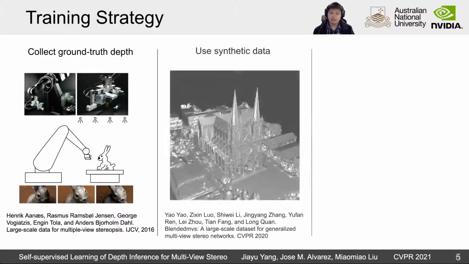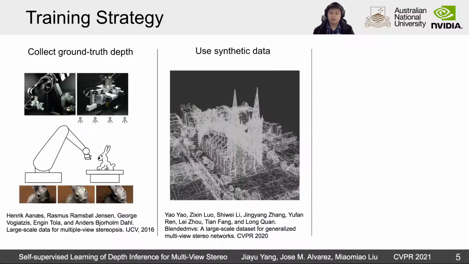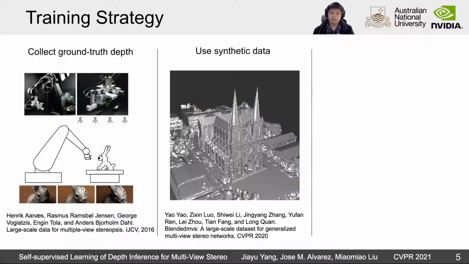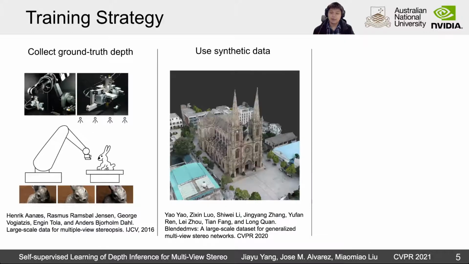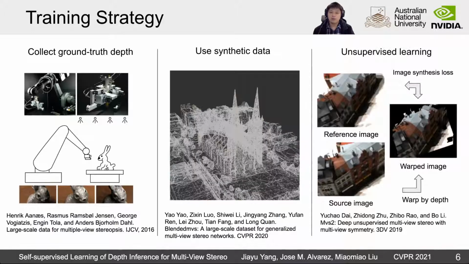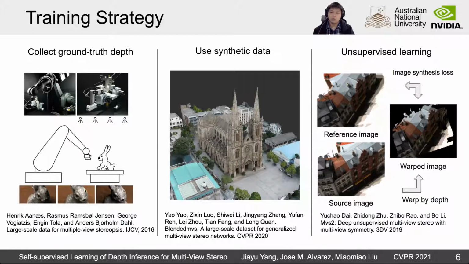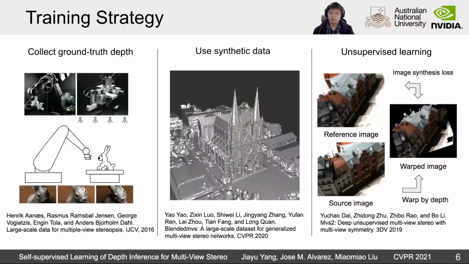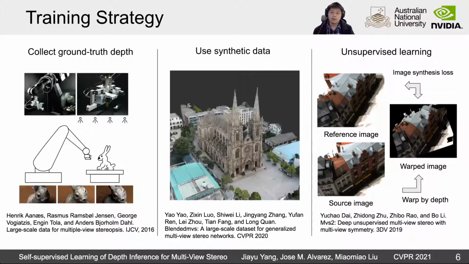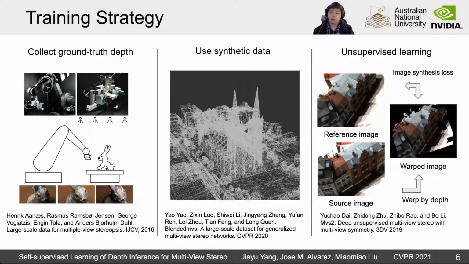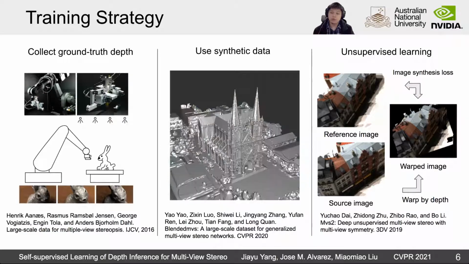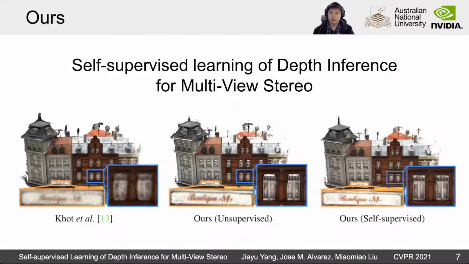The use of synthetic data is considered a good alternative to handle the main challenges in collecting training data for MVS. However, synthetic data inherently have domain problems. Another alternative is unsupervised learning, which uses image reconstruction loss to supervise the training process. However, this training strategy heavily relies on image color's photometric consistency across views, which is sensitive to illumination changes and occlusion. Here, we propose a self-supervised learning framework for depth inference from multi-view images.